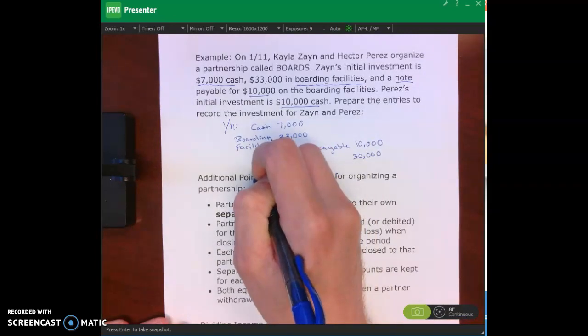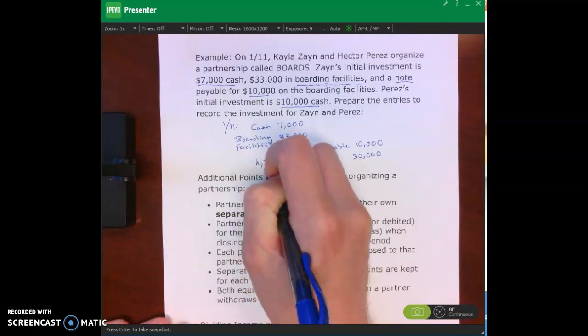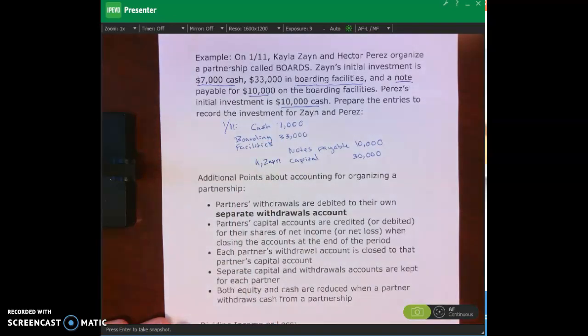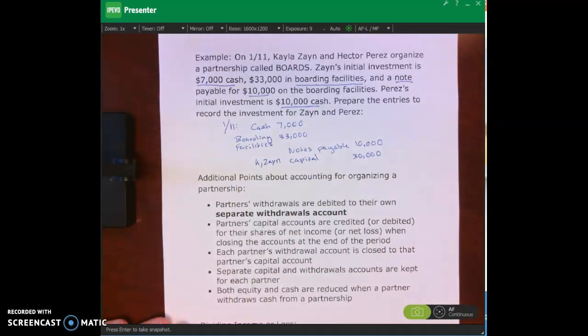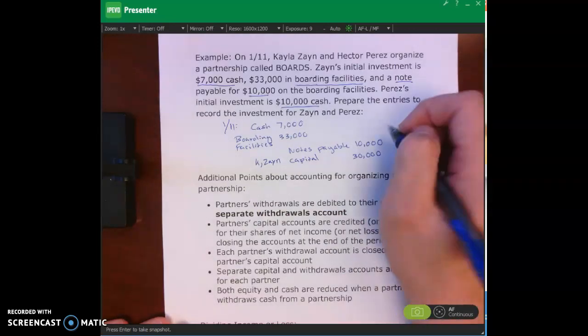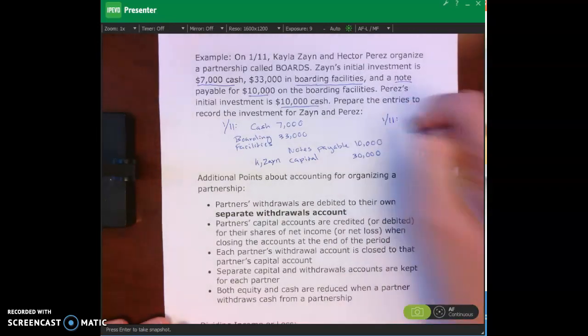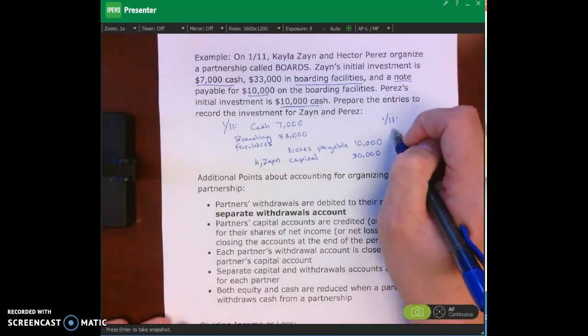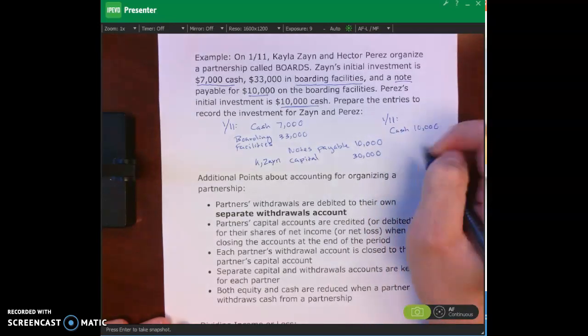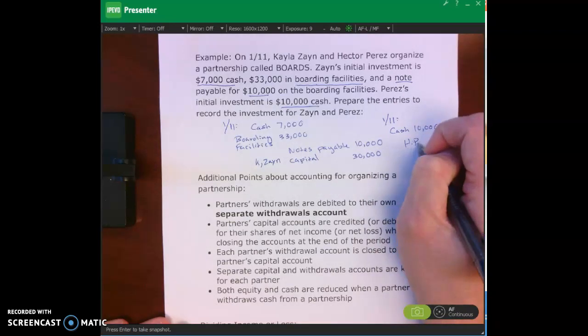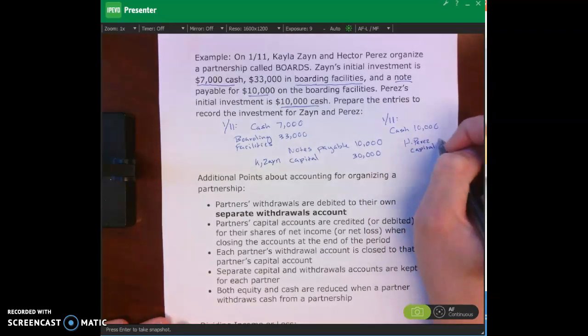Now, when we have a partnership, each partner is going to have his or her own capital account and his or her own withdrawal account. So we have to make sure this goes to Kayla's capital account. Now, for Hector, he's just bringing cash. Debit cash, $10,000, and then we can credit H. Perez capital for $10,000.